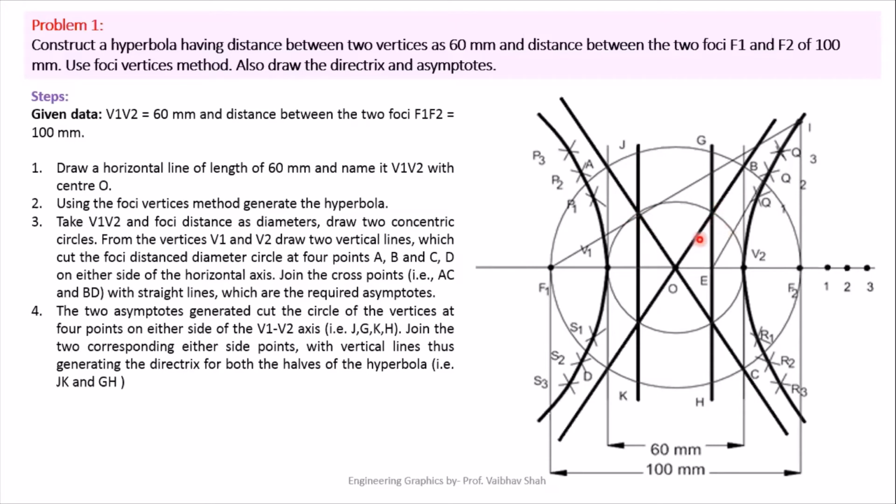This cross line will intersect this circle here. This cross line will intersect this circle here. This cross line will intersect this circle here. So let us give these points the names J, G, K, and H.